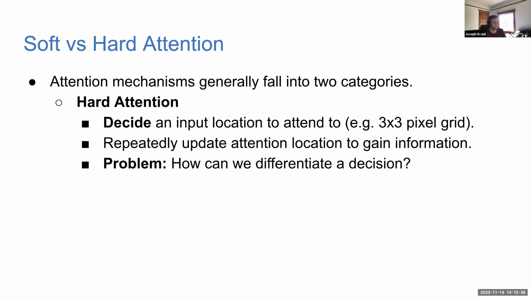But we have a problem. I said that hard attention has this thing where we decide an input location, but how can we differentiate a decision? Does anyone have any ideas? This is a very fundamental problem with hard attention that is worth bringing up right away. How can we differentiate a decision?